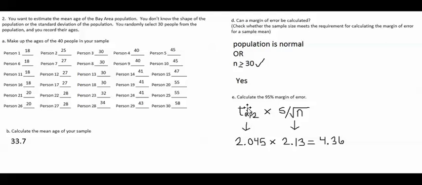When I went to the table, it told me that the t-score was 2.045, so I plugged that in. And now I'm going to multiply that by the standard error, which I found in part C. Remember, it came out to 2.13. And then when we multiply, we get 4.36 as the answer. So when we multiply the t-score by the estimated standard error from part C, we get our 95% margin of error.